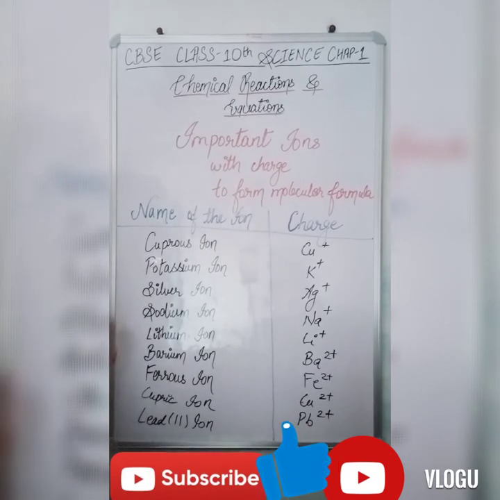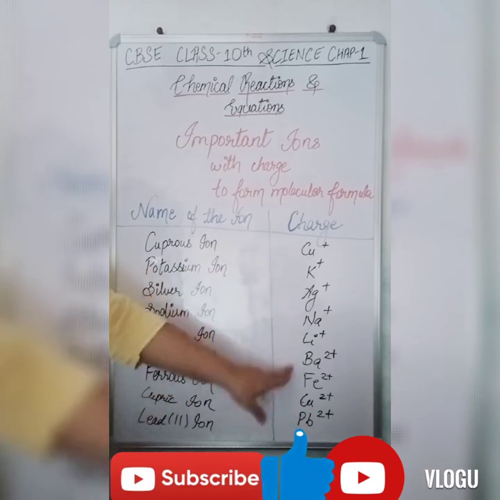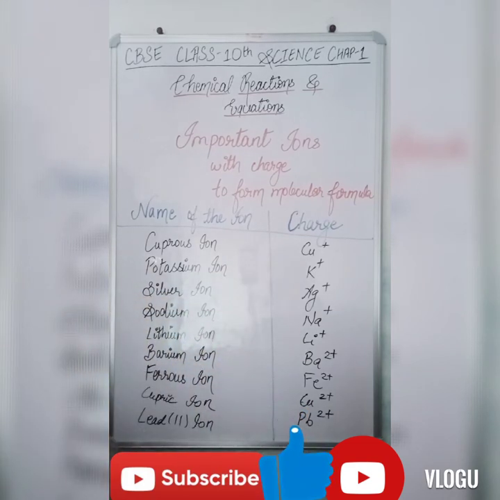Okay students, so I have written here some very important ions with the symbol and charges over here. You can write it down and learn it for future use of chemical compounds. It will be easy for you to make molecular formula for it, because these are very important and very usable ions.